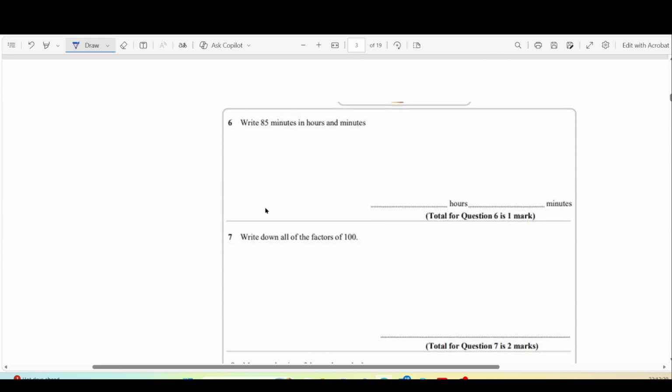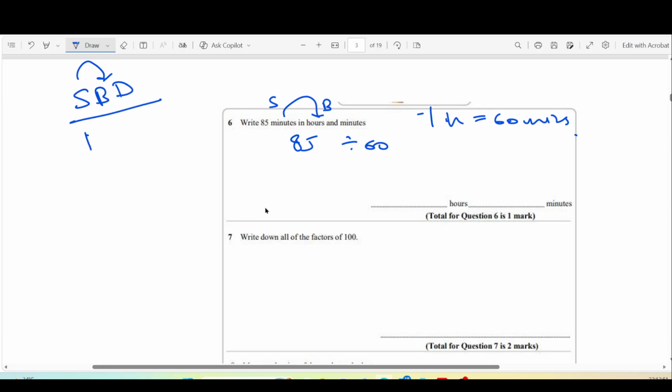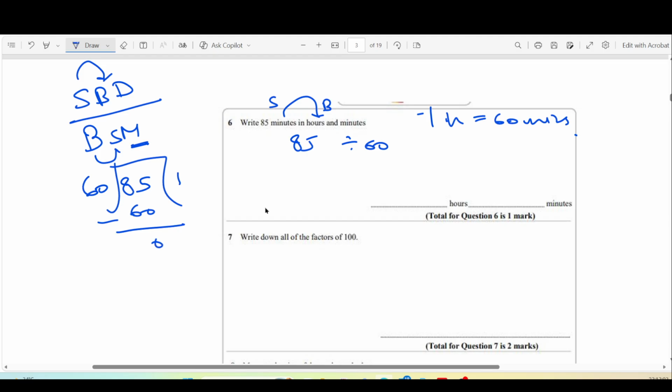Then 85 minutes into hours. So we know 1 hour is equal to 60 minutes, right? So we'll divide 85 by 60. Why are we dividing? Because we are converting minutes into hours. Minute is a smaller unit, hour is a bigger unit. So whenever we convert a smaller unit into a bigger one, we divide. Remember SBD and BSM: for bigger to smaller we multiply. So if we divide 85 by 60, 60 times 1 is 60. We subtract, we get 25. So 1 hour and 25 minutes.